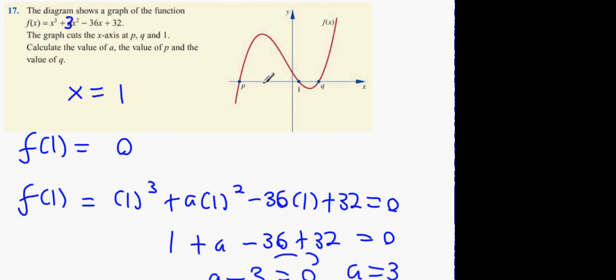A prediction to be made is that Q is a bigger number than 1. P is a negative number and looks to be bigger in size than Q. So I'm expecting Q to be something like 3, P to be something like minus 5 or something like that. We're going to see now.